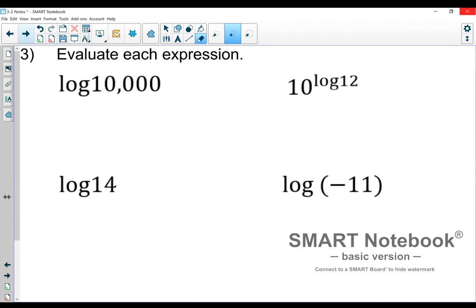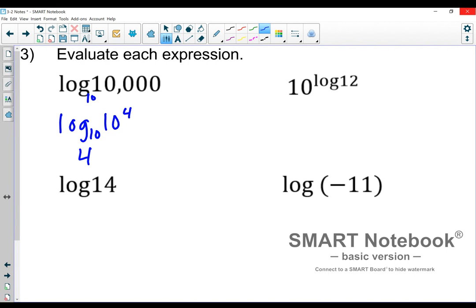So now we're going to evaluate, and we're going to use those log properties again. I know that this is base 10, and I know that 10 to the fourth power is 10,000. So log base 10 of 10 to the fourth, I know that will just be 4, which makes sense. 10 to the fourth power equals 10,000. So remember, this is equal to 4 because 10 to the fourth power equals that, right? My log is my exponent. So I really want to make sure we understand that when we are taking a log, we are finding an exponent.